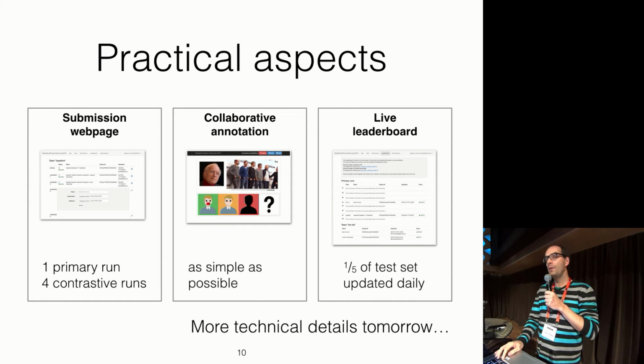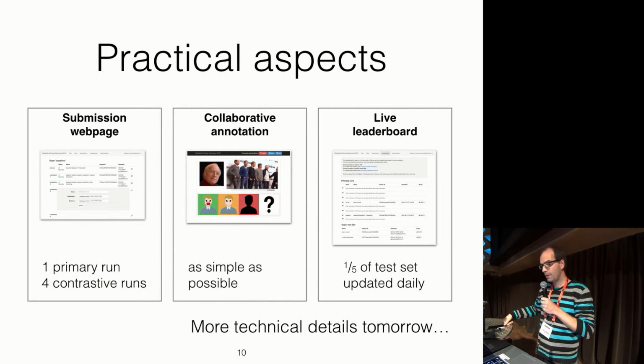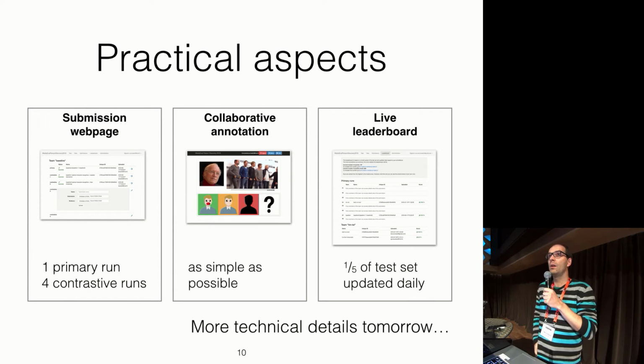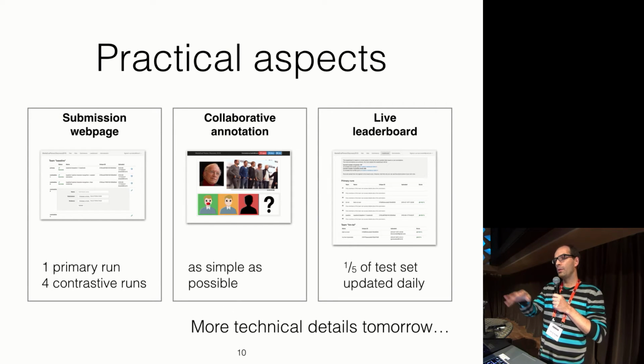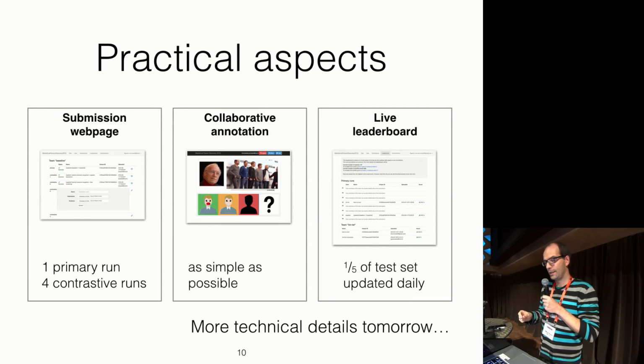And there was also a live leaderboard on a fifth of the test set, which was updated daily. Every time a participant submitted, they could see the performance of their run and the relative performance to other runs. You would know that you are worse than another run, but not by how much. The idea was to encourage participants to submit again and again to see how it goes.